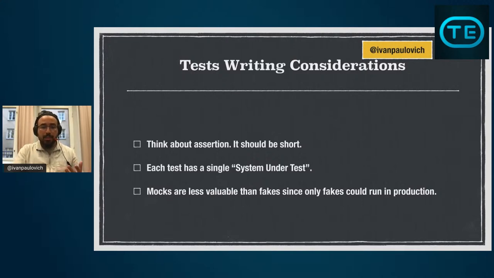Yeah, tests should be as short as possible. The assertion should be as short as possible. You should have only a single assertion per unit test. In my experience, mocks are less valuable than fakes, because mocks live and are totally implemented in the test component. They cannot run in production. And they really make it difficult to have different testing strategies, because at some point you might be repeating your mocks and spies in different places.